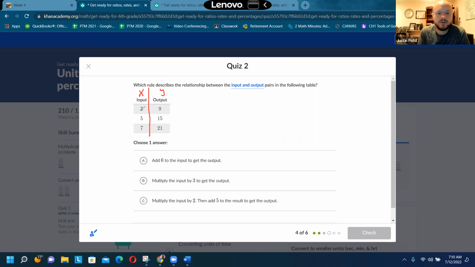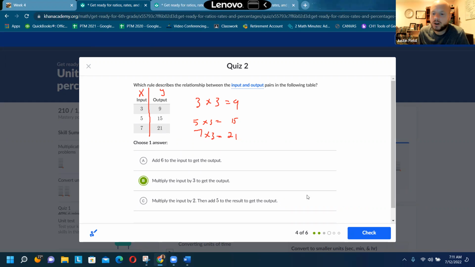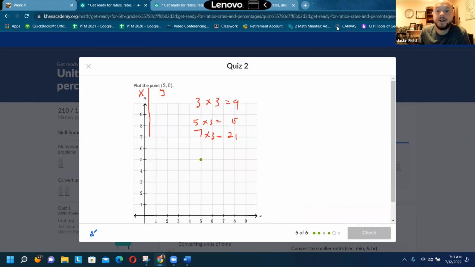So as we look at the inputs and the outputs, what relationship do we notice between 3 and 9, 5 and 15, and 7 and 21? Well, I noticed that if you multiply 3 by 3, you get 9, 5 by 3, you get 15, and 7 by 3, you get 21. So multiply the input by 3 to get the output. Did you notice that? Part of math is noticing the pattern between things, and it could be multiplying, adding, subtracting, or even dividing.